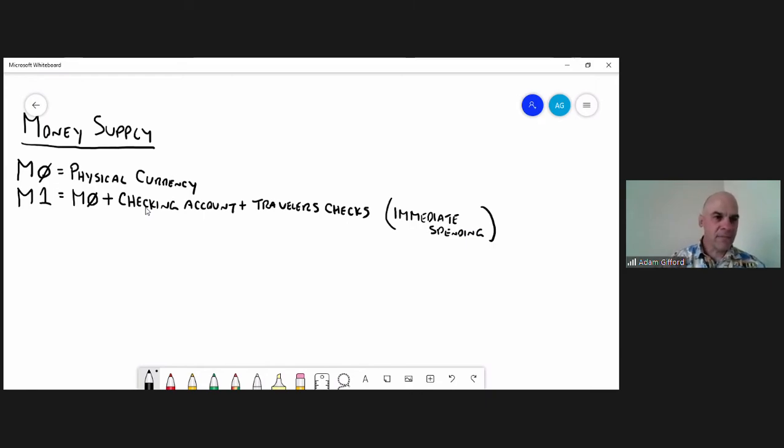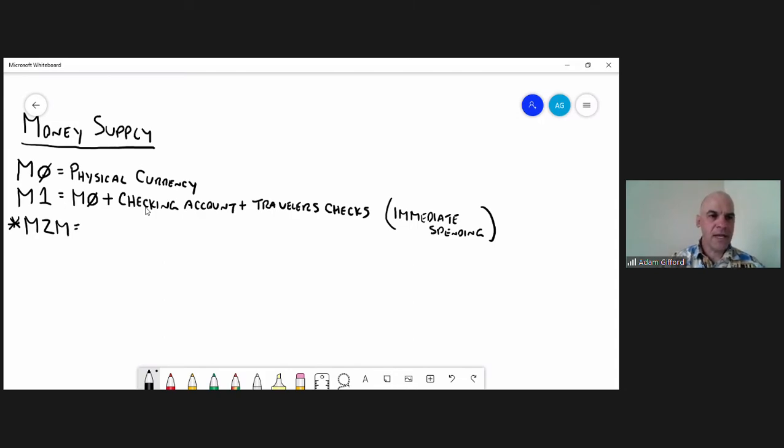Then we have the MZM. Ooh, we're changing things around. So I'm going to put a star next to this one because the MZM is the one that we're going to be using for the rest of this semester when we talk about the money supply. So when I talk about the term money supply, we're referring to the MZM. So MZM stands for, well, let me tell you what's in it, and then I'll tell you what it stands for.